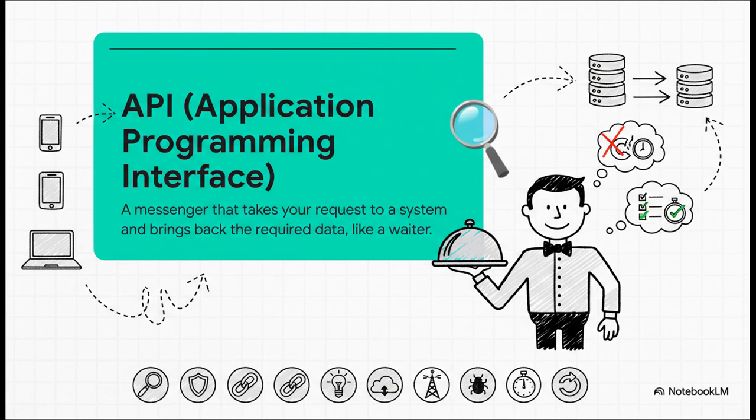The waiter analogy is probably the best way to get it. Just picture it. The API is the waiter. It takes your request from the app, runs back to the kitchen, which is the server, gets exactly what you asked for, and brings it right back to your table. Simple, right? But if that waiter messes up the order or the kitchen takes forever, your whole experience is ruined. And that's exactly why testing these digital waiters is so incredibly important.